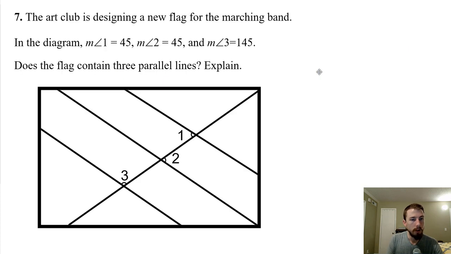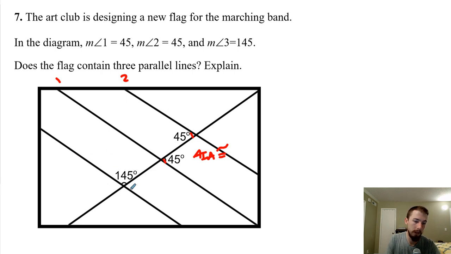All right, our club is designing a new flag for the marching band. In the diagram, the measurement of angle 1 is 45 degrees, the measurement of angle 2 is also 45 degrees, and angle 3 is 145 degrees. Does the flag contain 3 parallel lines? If we look at these 2 lines here, how are they related? Those are alternate interior angles, which means they have to be congruent. Are they congruent? Yes. So we can say that at least these 2 lines, I could label them here, line 1 and line 2, dyslexia is the worst, have to be parallel.